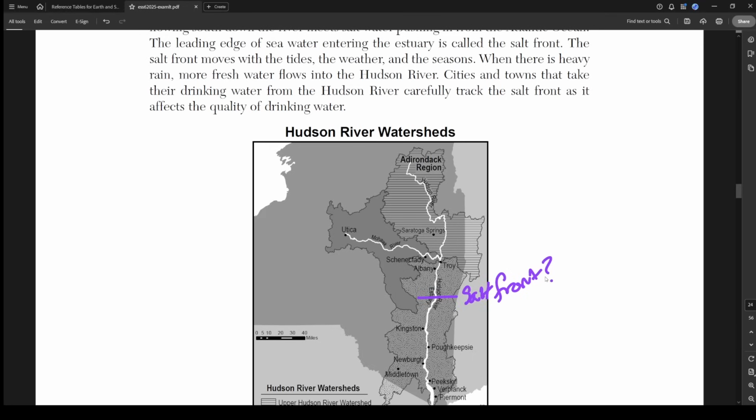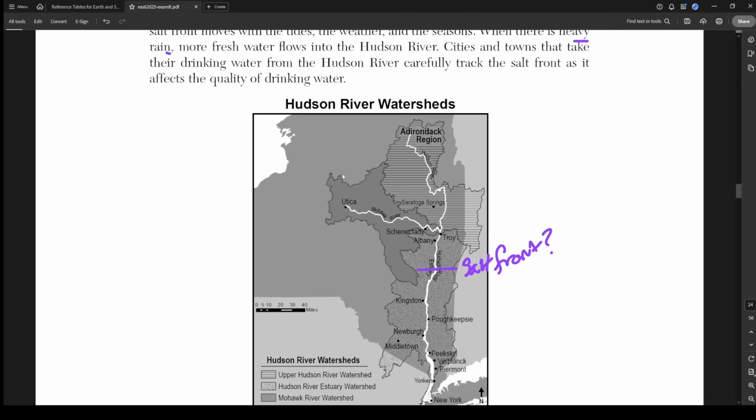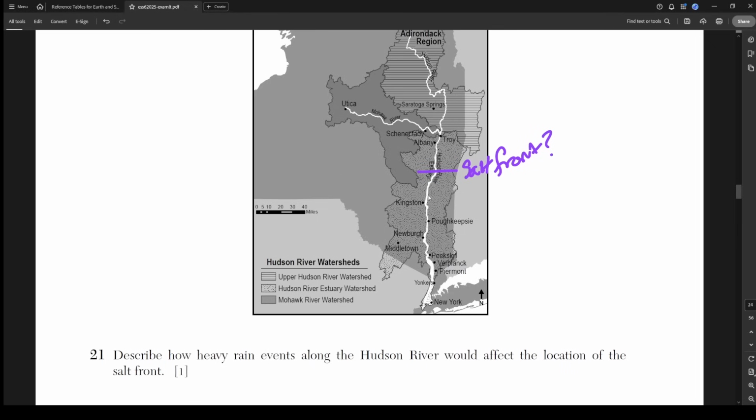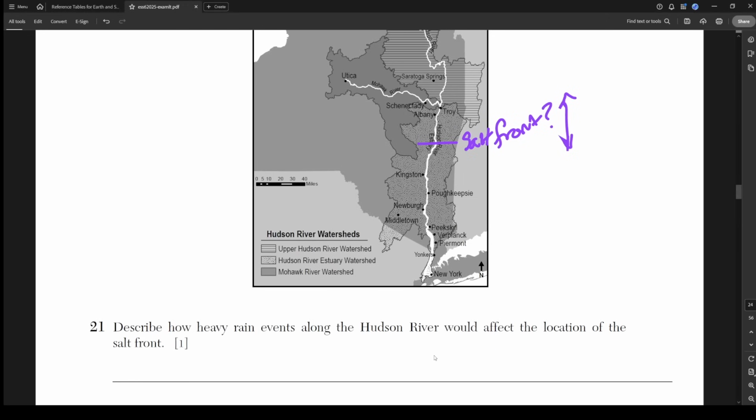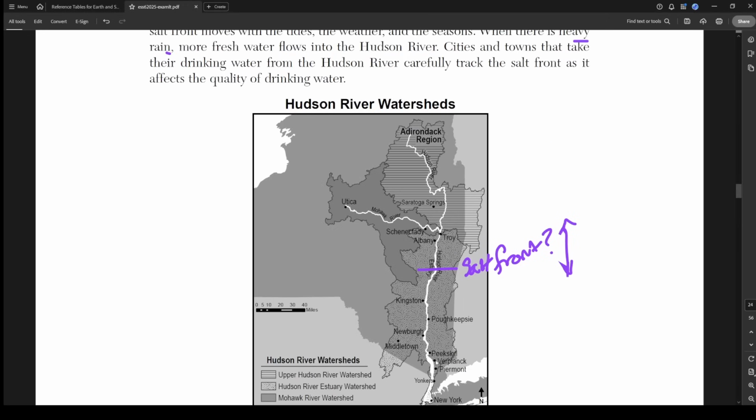But question mark? The salt front moves with the tides, the weather, and the seasons. When there is heavy rain, more fresh water flows into the Hudson River. Cities and towns that take their drinking water from the Hudson River carefully track the salt front as it affects the quality of the drinking water. So they're saying this is going to generally move up or down. Describe how heavy rain events along the Hudson River would affect the location of the salt front.